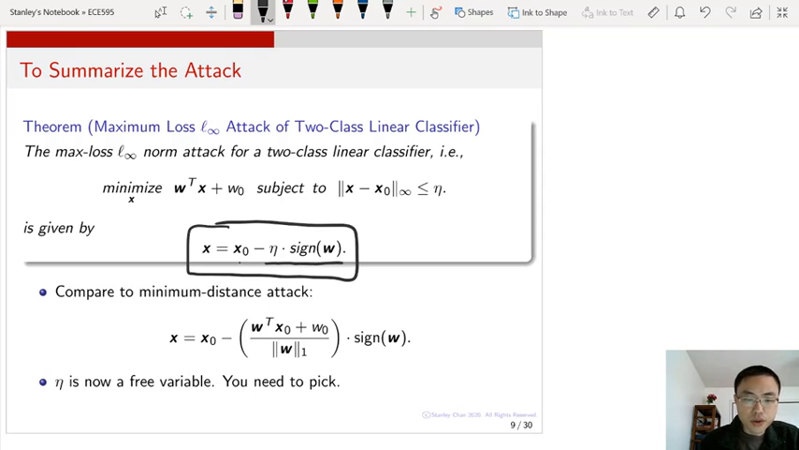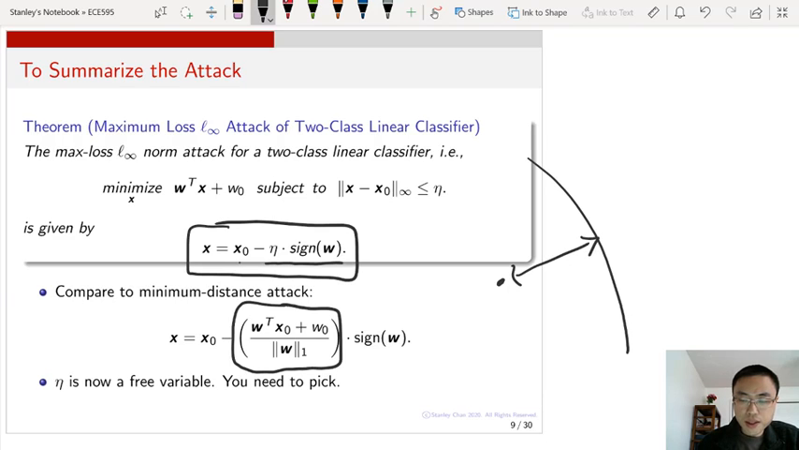If you compare this result with the minimum distance attack, you can also see that in the minimum distance attack, you don't really have this eta term. And what does that eta term become in the minimum distance attack? Well, it becomes this quantity. This is exactly measuring how far you are between your data point x0 and your decision boundary. Okay, so if you want to measure exactly what the distance is, it would be W transpose x0 plus W0 divided by the one norm of W.